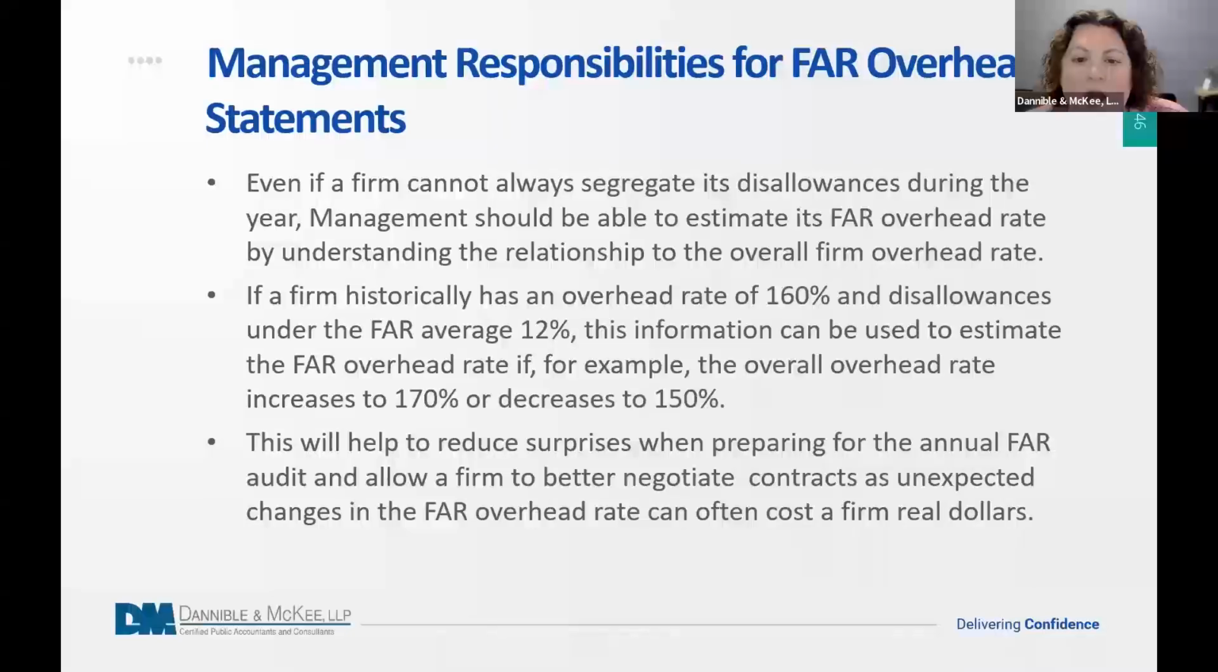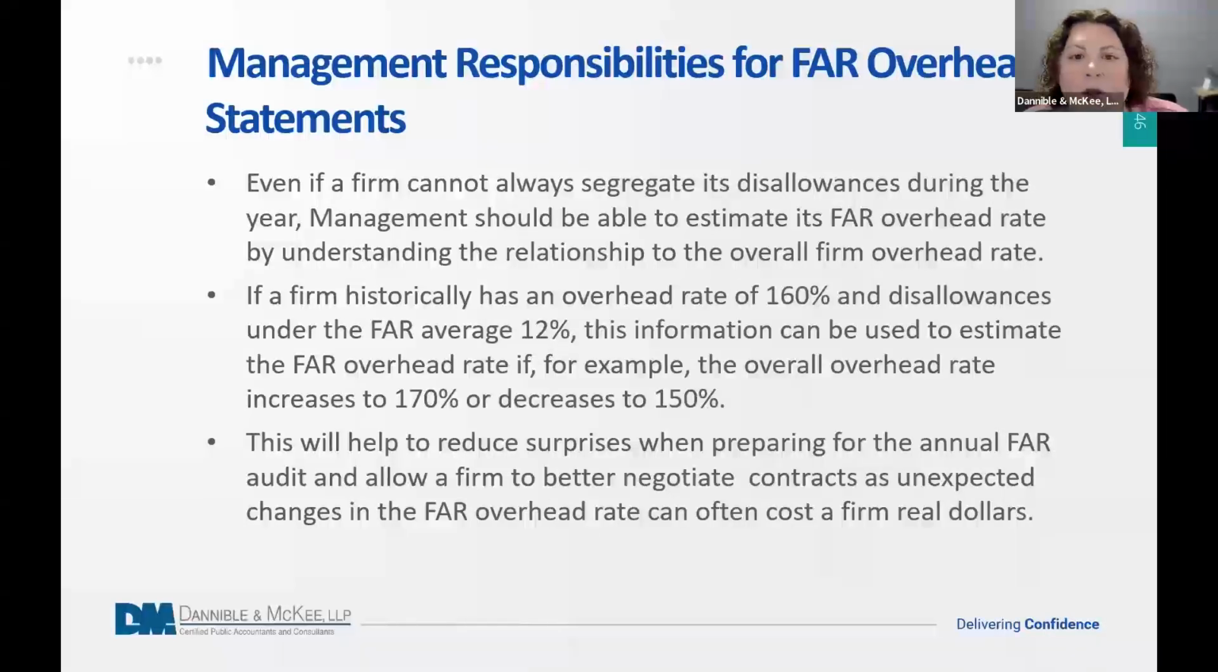So if you're at 170 this month, you know you've got to deduct that 12% right off the bat for FAR. So you're going to know what that monthly overhead rate is, so that you know where you're running month to month. You don't want any surprises. We see firms get to the end of the year and they're surprised by where they ended up. It really shouldn't be a surprise, guys.